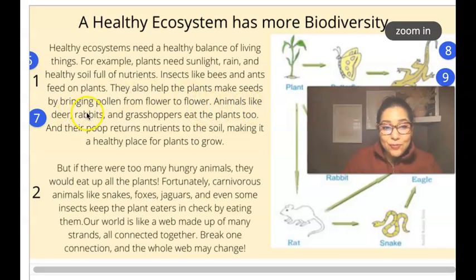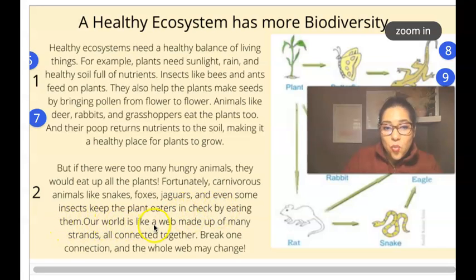Animals like deer, rabbits, and grasshoppers eat the plants too. And their poop returns nutrients to the soil, making it a healthy place for plants to grow. But if there were too many hungry animals, they would eat up all the plants. Fortunately, carnivorous animals like snakes, foxes, jaguars, and even some insects keep the plant eaters in check by eating them.